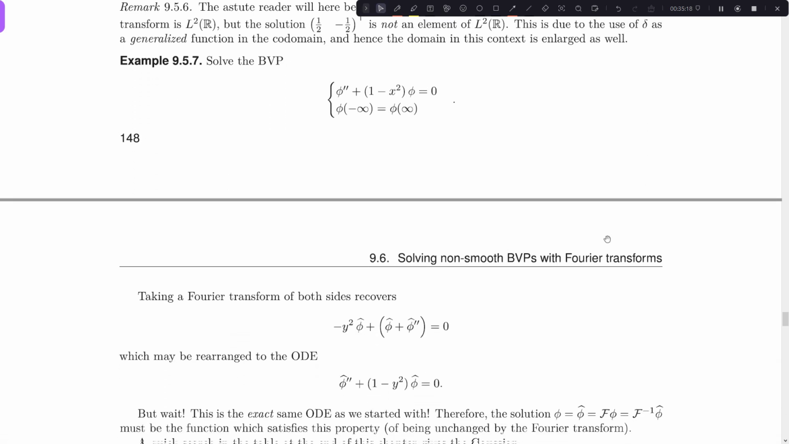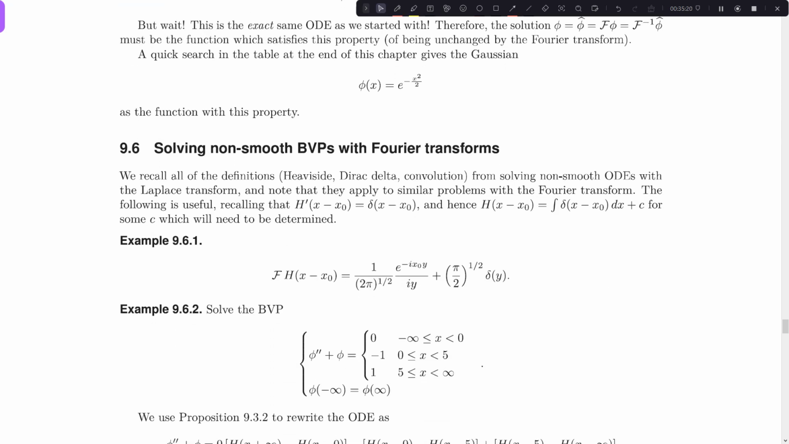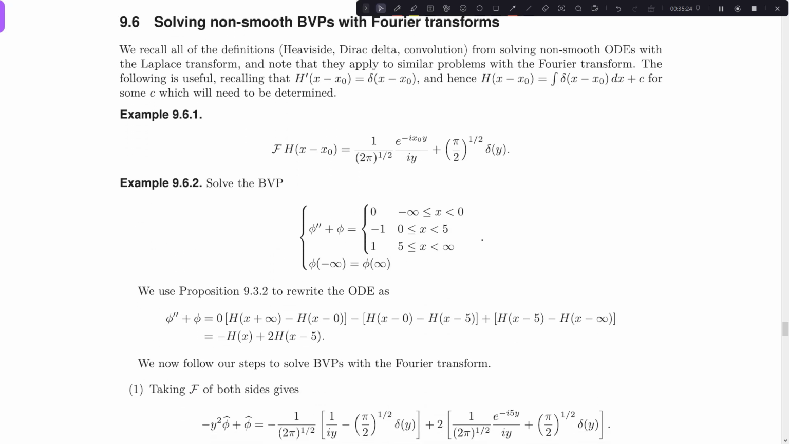Okay, let's skip this next one, but it's kind of a cute one if you want to take a look at it. But we're going to move on to solving some non-smooth boundary value problems with the Fourier transform.